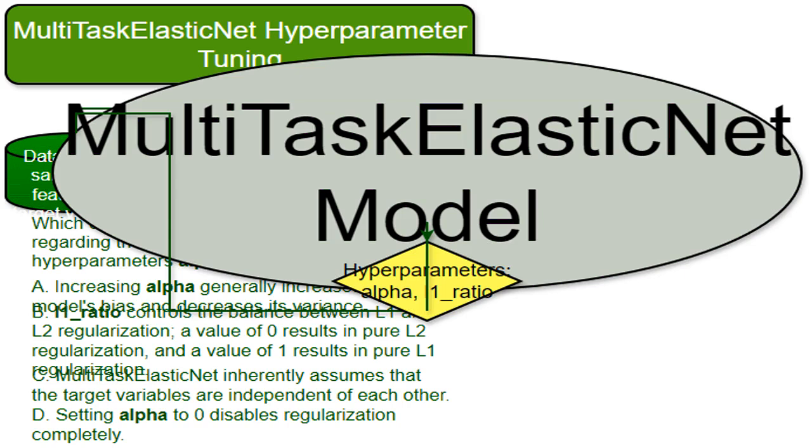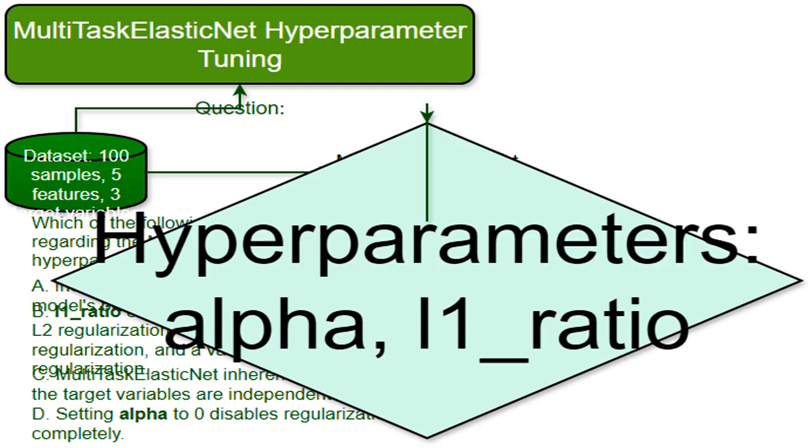The MultiTaskElasticNet model is a specific type of regression model that's perfect for datasets with multiple outcome variables. It uses a combination of L1 and L2 regularization to prevent overfitting. It's designed to handle situations where the outputs are possibly related, unlike a simple linear model for each output variable. These are the adjustable settings that control how the MultiTaskElasticNet model behaves. Alpha controls the amount of regularization, how much I penalize large parameter values, while L1 ratio determines the balance between the L1 and L2 types of regularization.